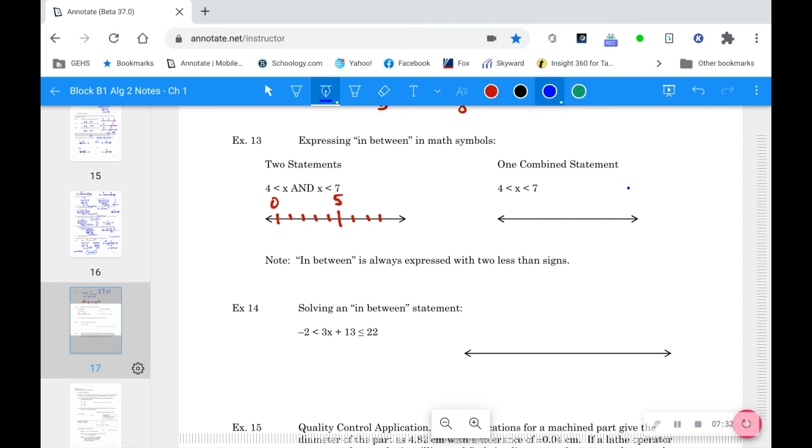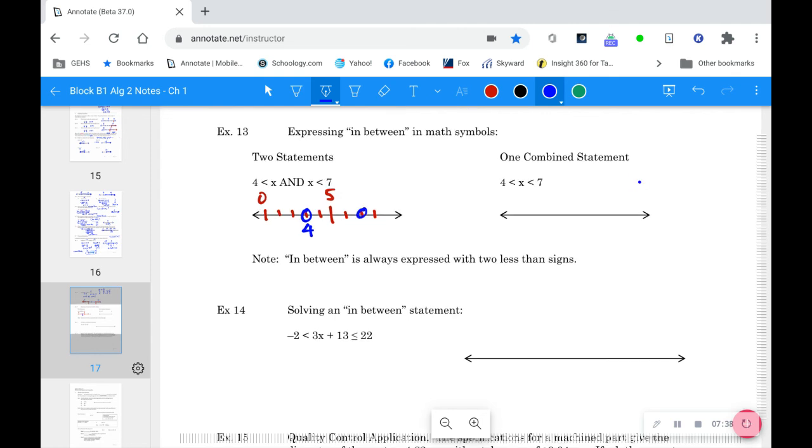They have to be both to the right of 4, and they have to be to the left of 7. And I've done that wrong. To the right of 4 and to the left of 7. Well, that would be the numbers right in here that meet both criteria. Now, this is the exact same statement. It's just done in 2 parts.